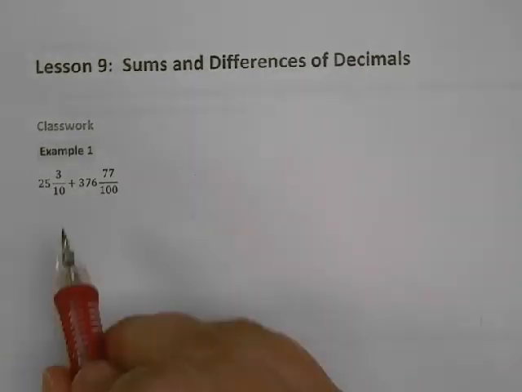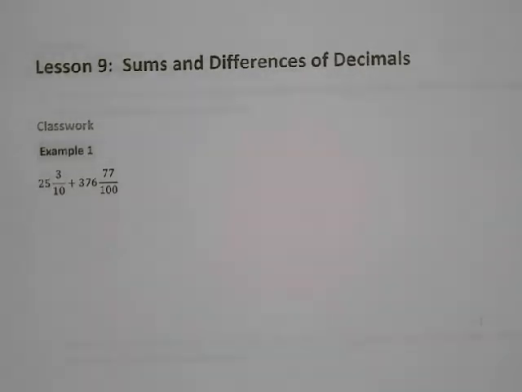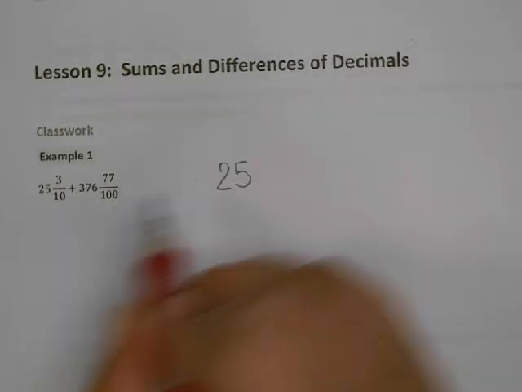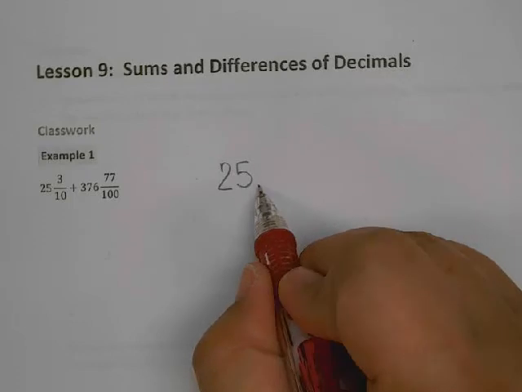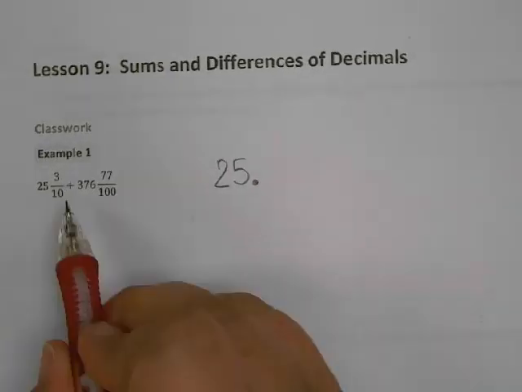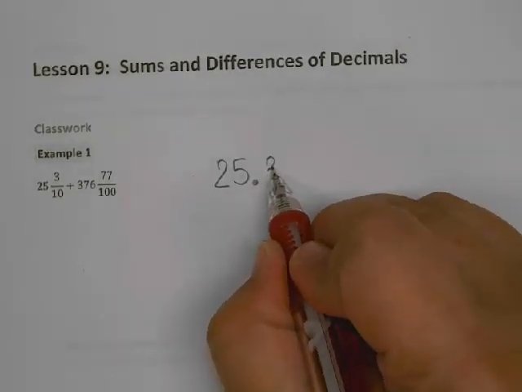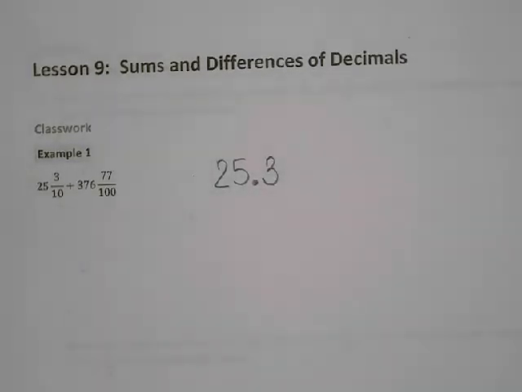So the first thing I'm going to do is rewrite this. I'm going to keep my whole number, 25, and then I know right after that is going to come my decimal, and then I'm going to write 3/10 just the way that I read it, which means that 3 goes in the tenths place, which is the first place after the decimal.